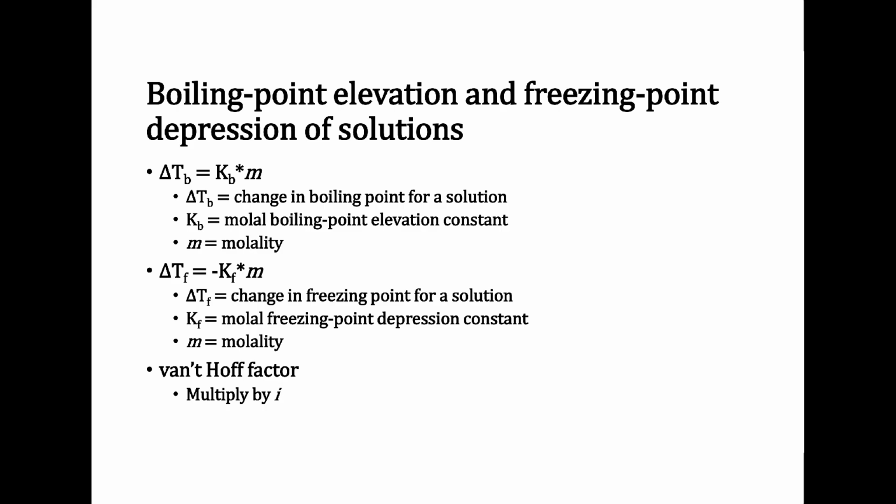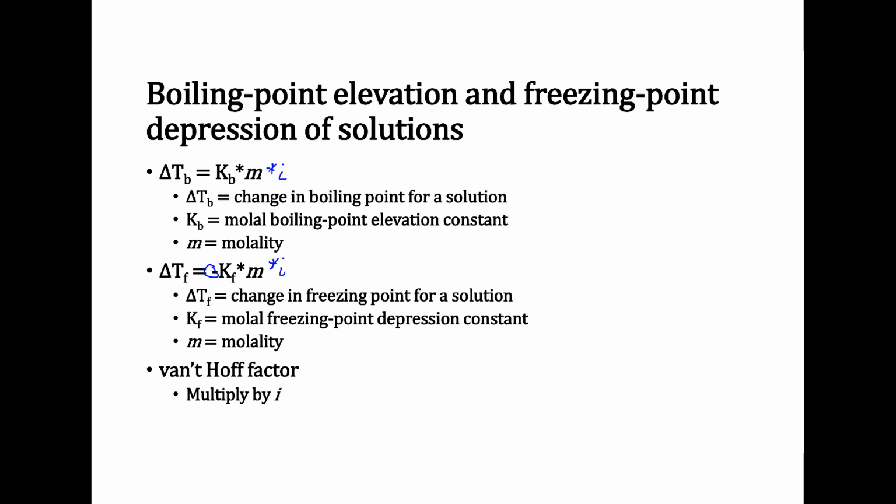We are going to use the boiling point elevation and freezing point depression equations. We call this delta T sub B, and this is equal to Kb times m, and delta T sub F, the change in freezing point, is equal to negative K sub F times m, molality. So I want to point out a few things to you. One is previously we looked at the change in boiling point and freezing point of glucose versus sodium chloride, and we saw that for the same concentration, it depended on whether or not there was dissociation. So we are actually going to multiply through by the van 't Hoff factor, i.